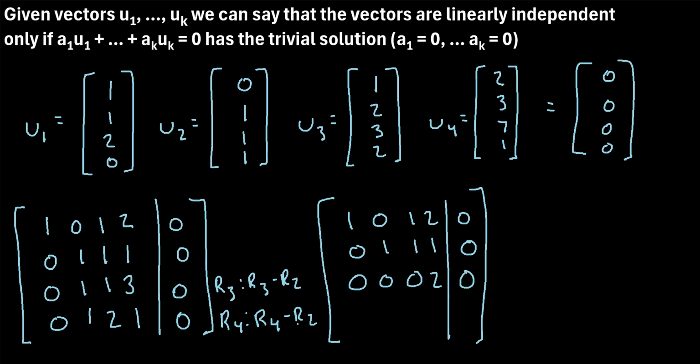Now row 4, we have row 4 minus row 2. So 0 minus 0 is 0. 1 minus 1 is 0. 2 minus 1 is 1. 1 minus 1 is 0. And 0 minus 0 is 0.